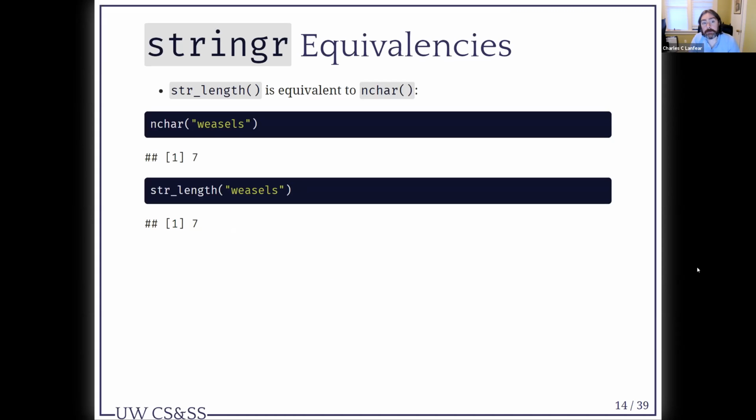Okay, other things that are equivalent. The string length function is exactly the same as the end character function. If I don't know how many letters there are in the word weasels, I now know there are 7, and I can do it 2 different ways. It's the same as end character. I don't think it has any additional options, so it's really just like an alias.